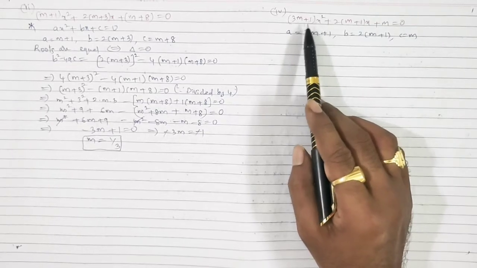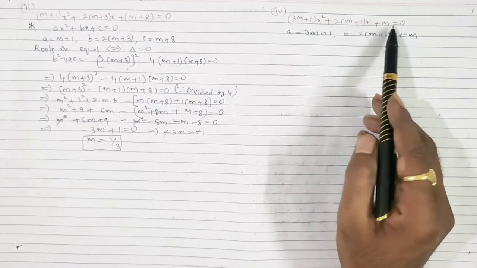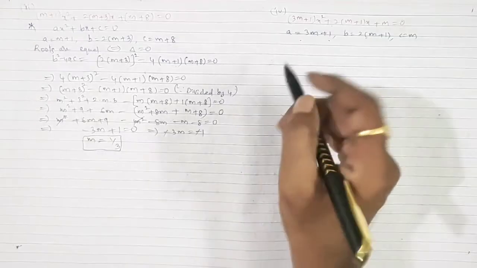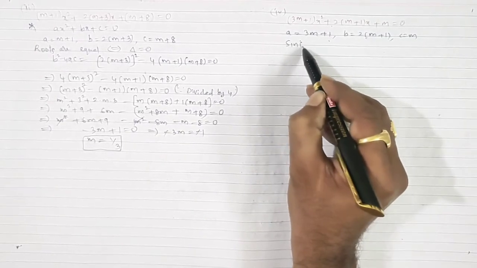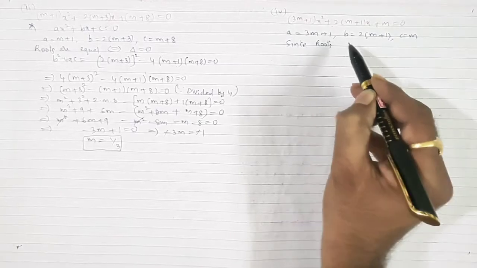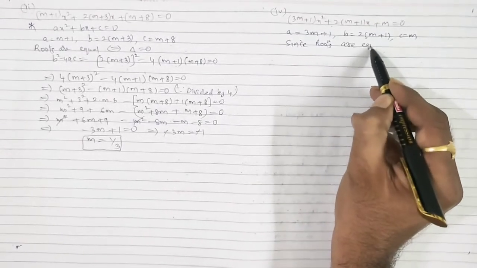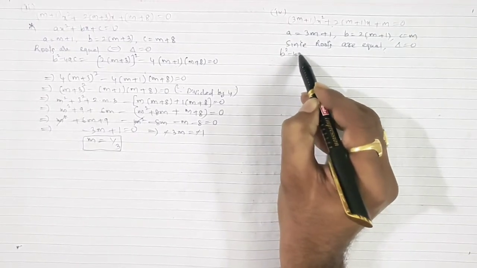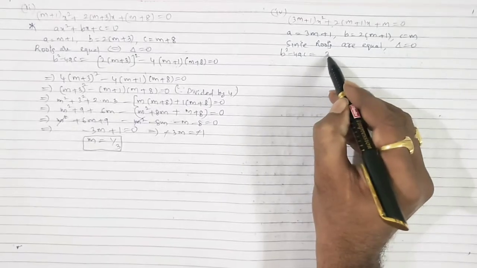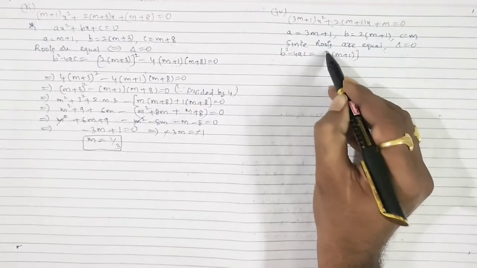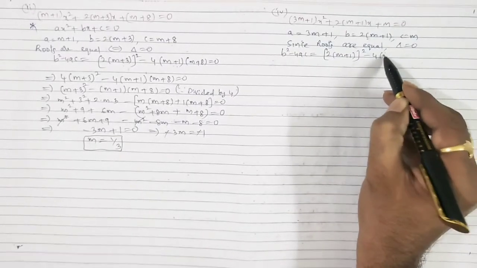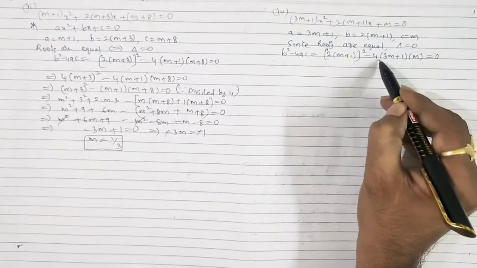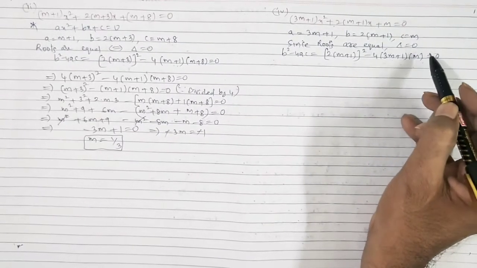Of course it is in the form of ax square plus bx plus c, where a is equal to 3m plus 1, b is equal to 2 times of m plus 1, and c is equal to m. Now since roots are equal, its discriminant delta is equal to 0. The formula for delta is b square minus 4ac, that is 2 times of m plus 1 whole square minus 4 into 3m plus 1 into c value m is equal to 0.